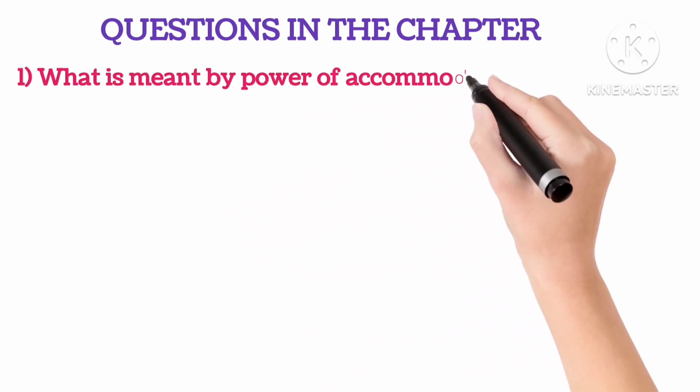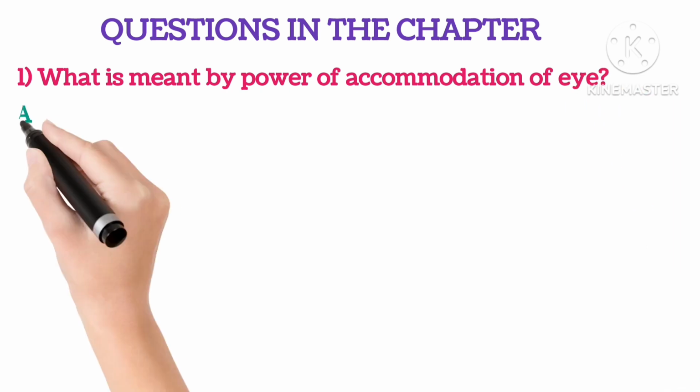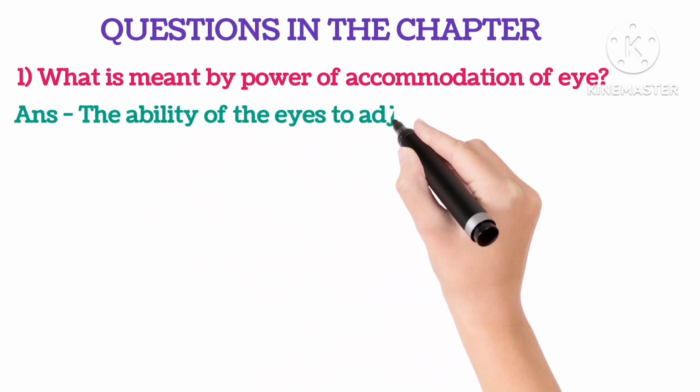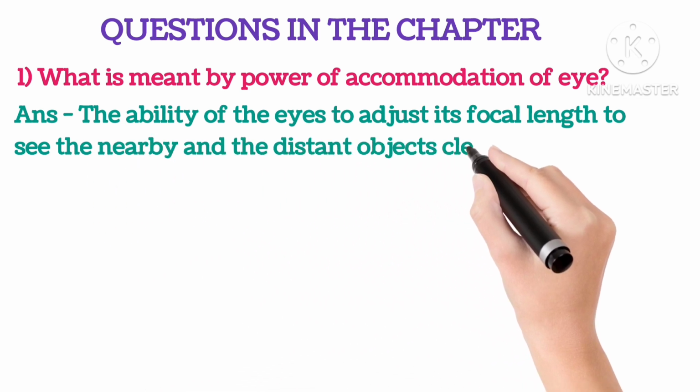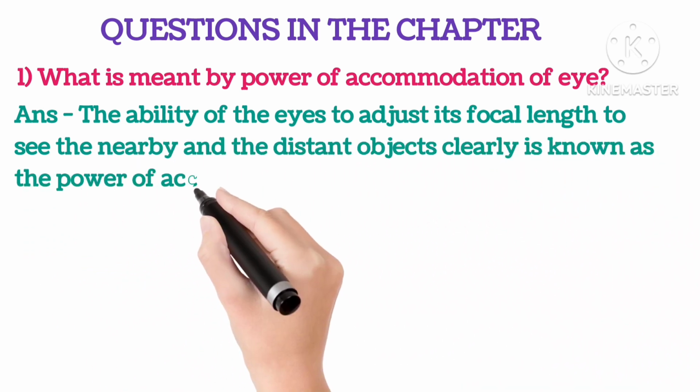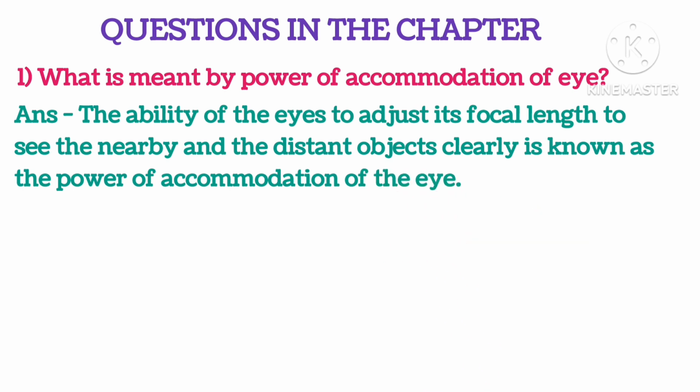First, what is meant by the power of accommodation of the eye? The ability of the eyes to adjust its focal length to see the nearby and the distant object clearly is known as the power of accommodation of the eye.